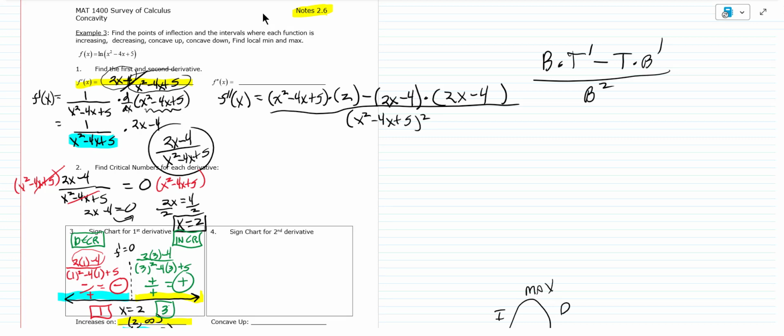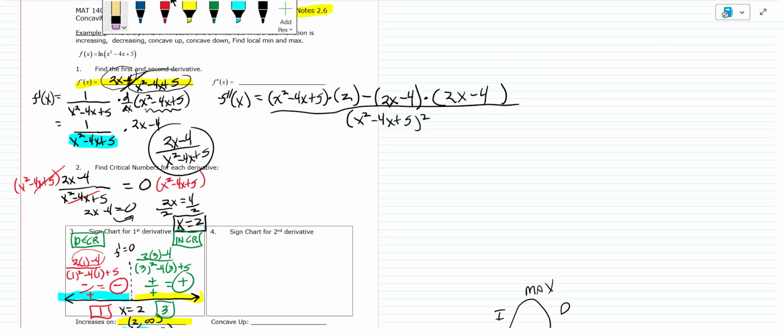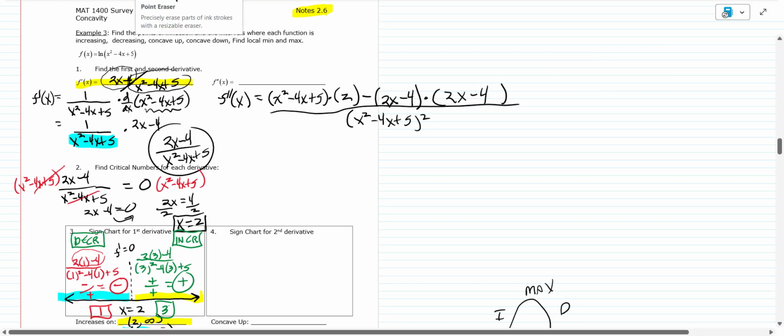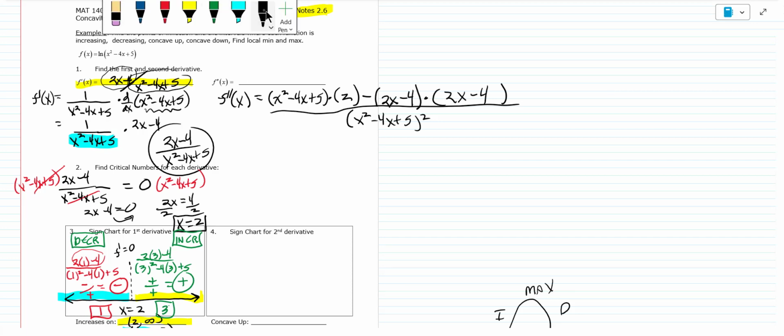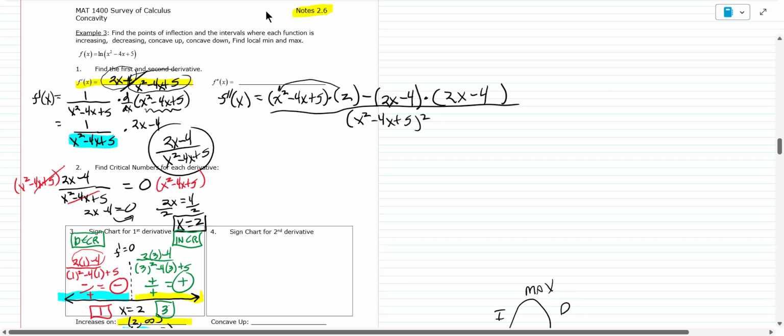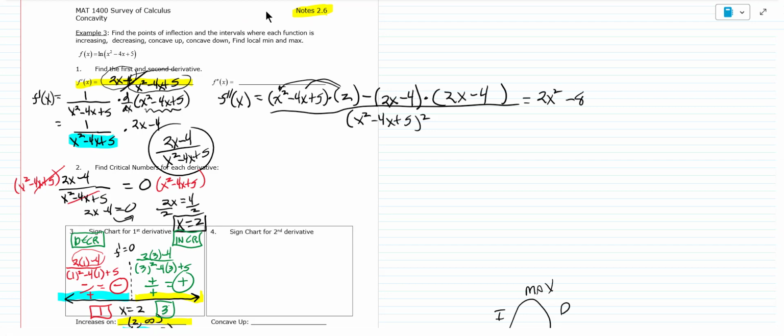Okay, then we've got to simplify this thing out and kind of work on that a little bit. Okay, so this won't be too hard to do. You just have to be really careful with your algebra. So what I'm going to do is distribute the 2. That's going to give 2x squared minus 8x, and then plus 10, like that, okay?